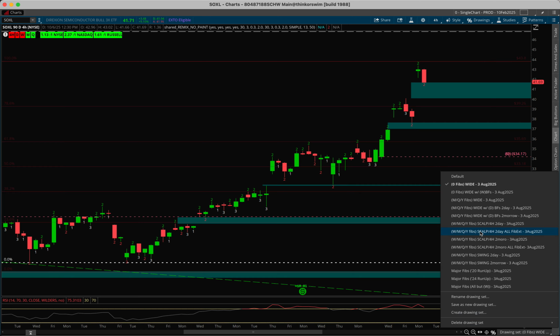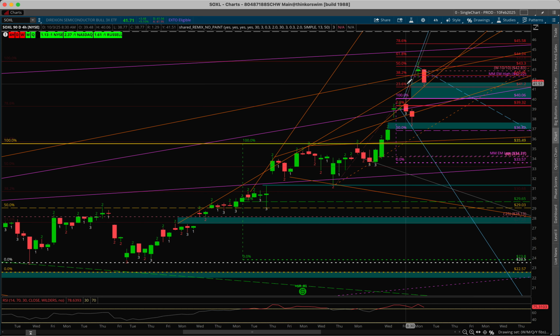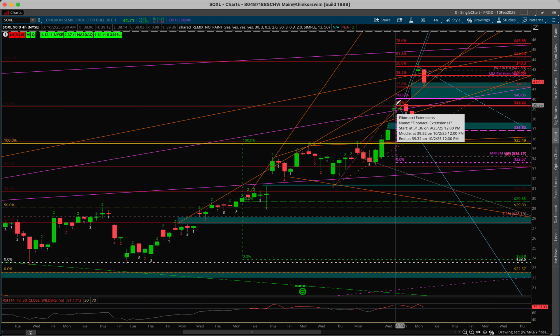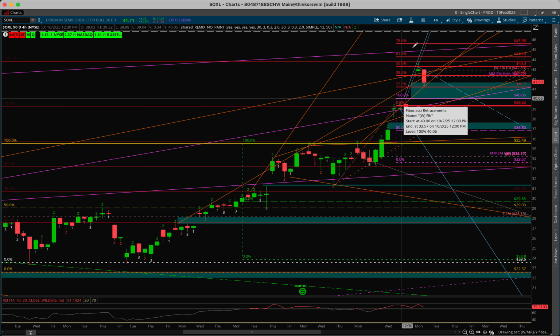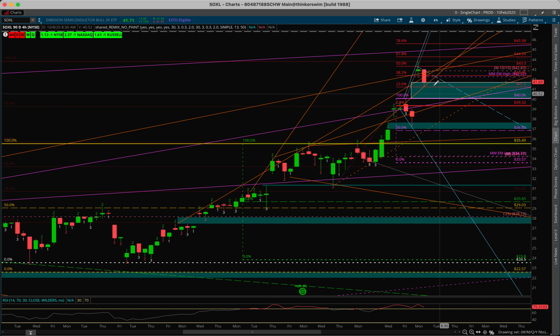If we bring in our monthly and quarterly markings, we have last week's high at 40.06, right? So that can be support as well at the bottom of this gap. That 39.32 is the fib extension of this move from two Thursdays ago to last Wednesday. These are the fib extensions of that move. And we've got that 41.2 and 39.32 there as well.